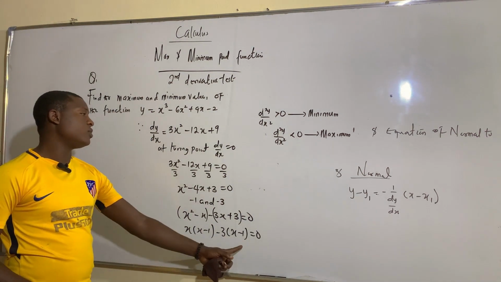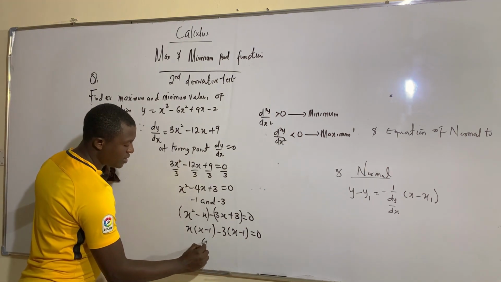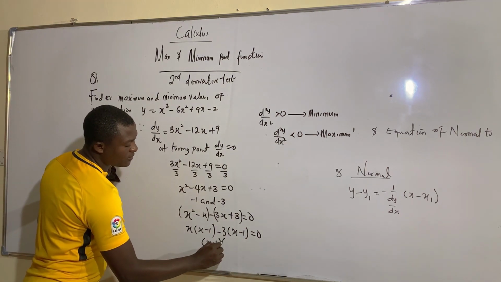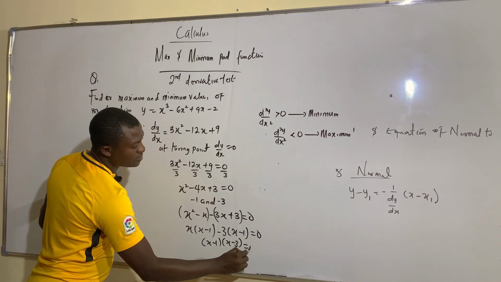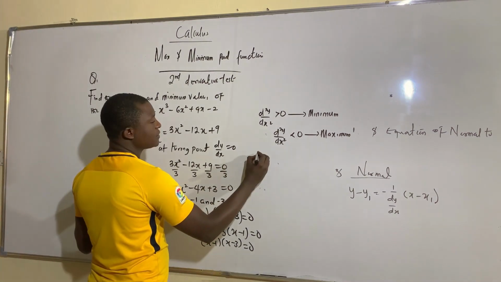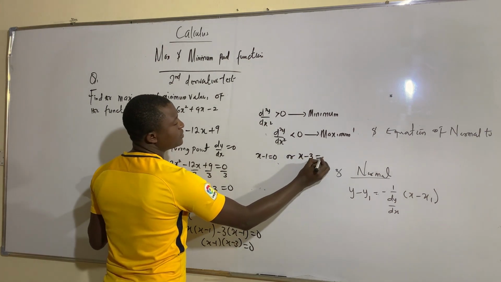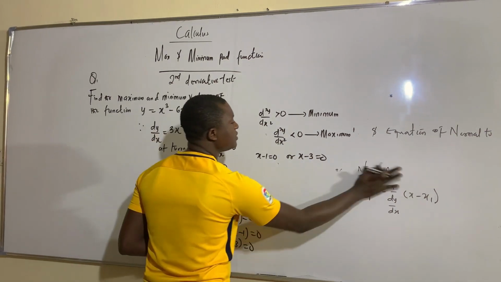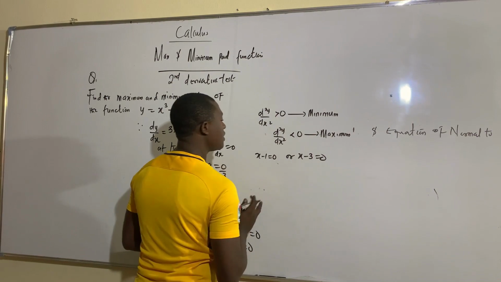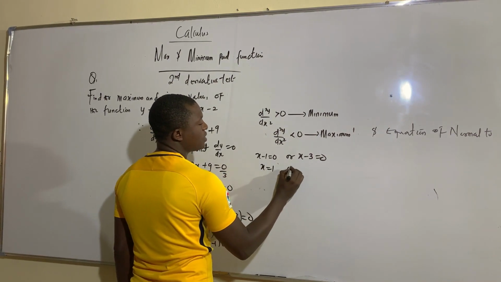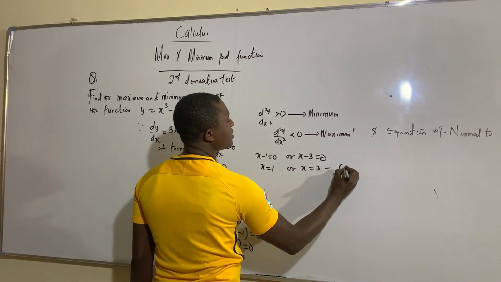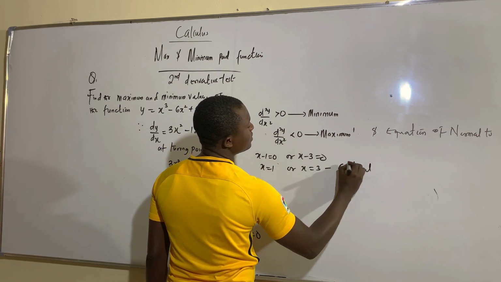So now we can see what we have in the bracket are the same. So we have x minus 1, and the one we have outside, x minus 3, is equal to 0. So this simply means x minus 1 is equal to 0 or x minus 3 is equal to 0. So meaning here our x is equal to 1 or x is equal to 3. So these are the critical values.